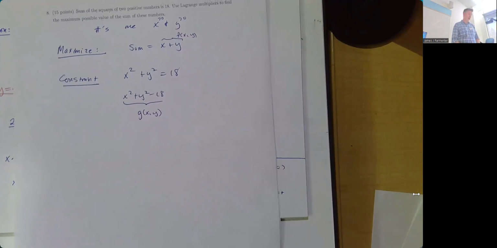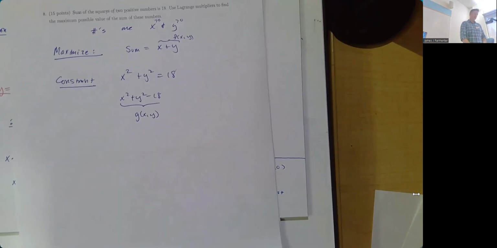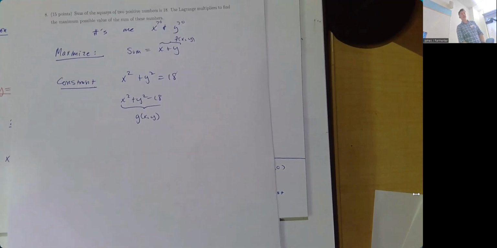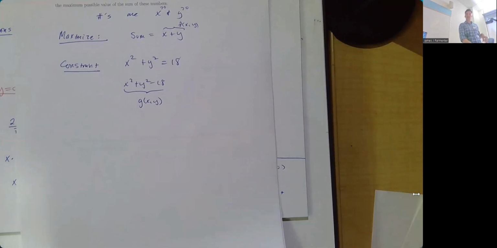She could ask it the other way, right? Find two numbers x and y that add up to 10, and you're minimizing the sum of the squares of them. That's something we could do as well.